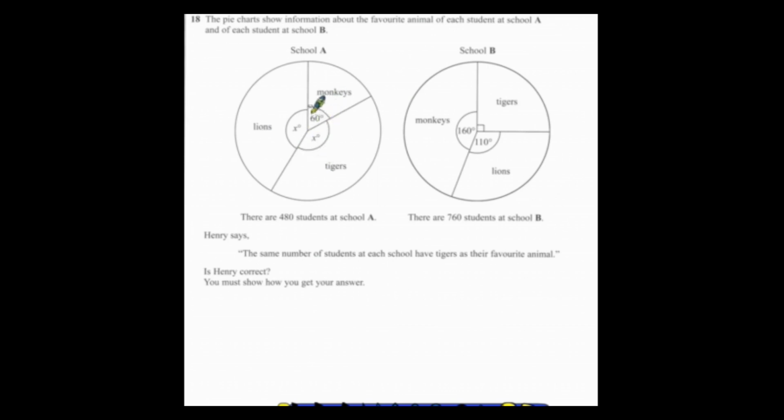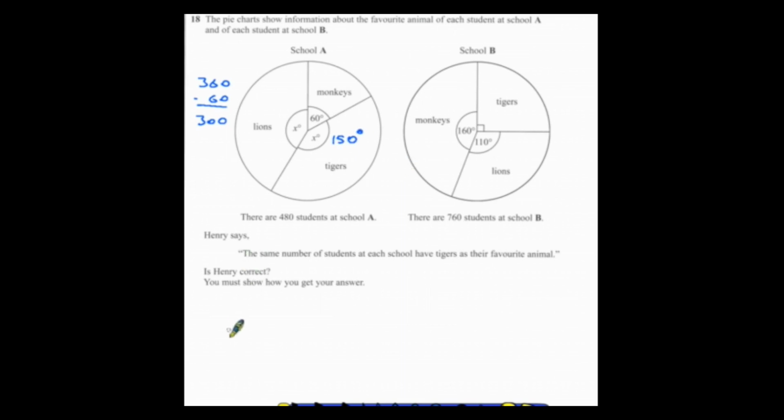We know that 60 degrees of the pie chart are monkeys, and that lions and tigers share equally the rest. They are both angle X. Well, if a whole circle is 360 degrees and monkeys make up 60, that means the lions and tigers are sharing the other 300 degrees. And because they are both angle X, they must be both half of 300. So tigers in this case is 150 degrees.